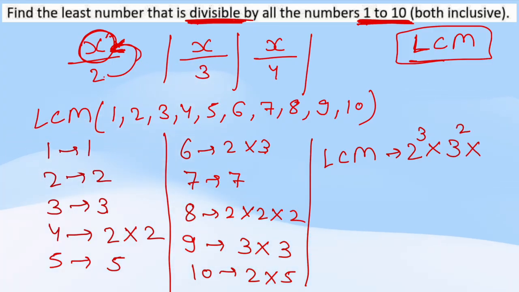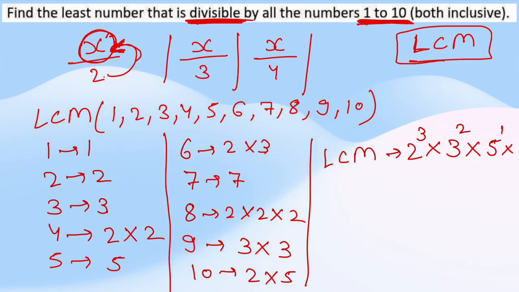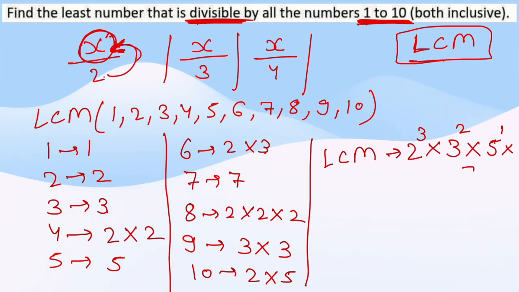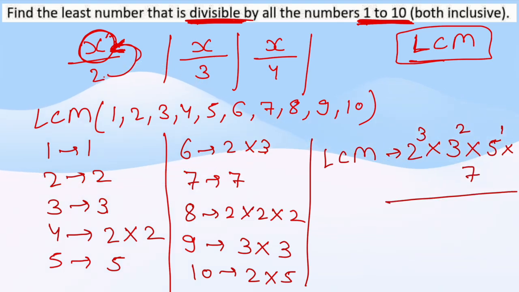Now coming to the next, after 3 what we have? We have 5, right? So what is the highest power of 5? 5 to the power 1 and 5 to the power 1, right? So 5 to the power 1. After 5, the next prime is 7. See? 1, 2, 3, 5, 7. 7 to the power how much? 1 is maximum. So into 7. So this will be your LCM.